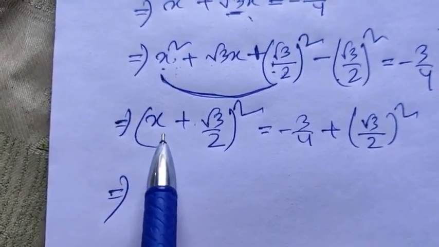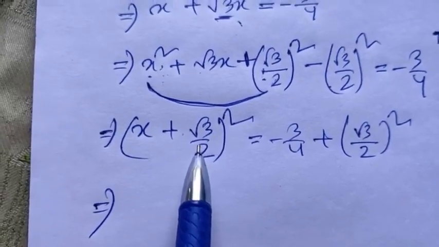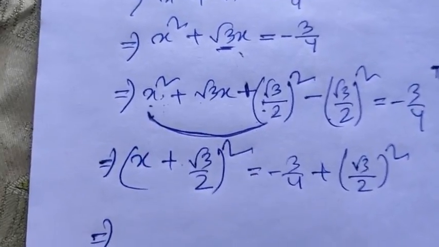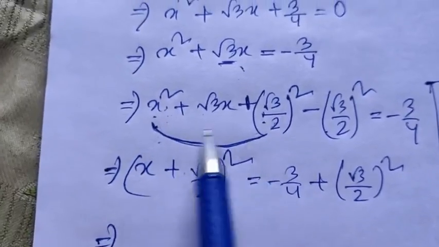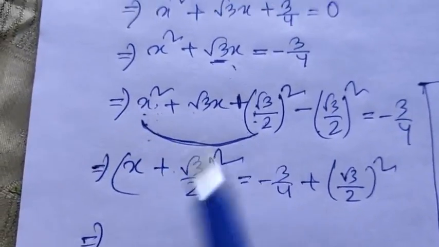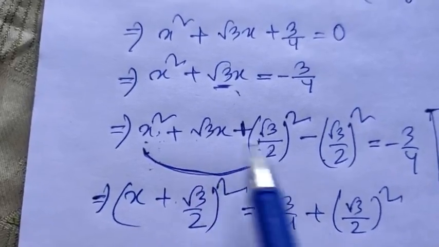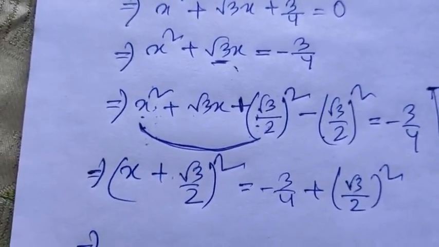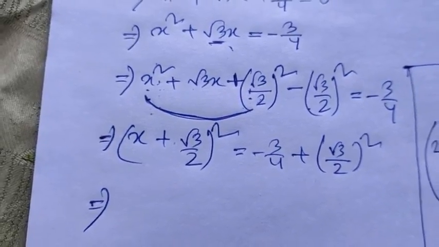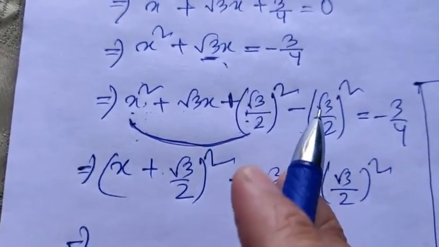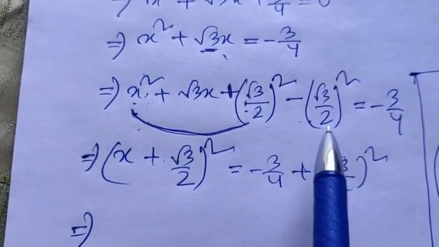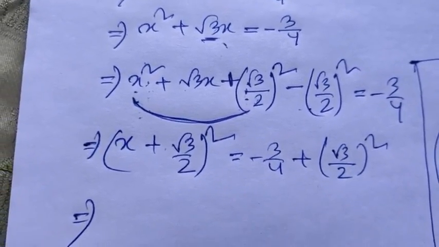Look, the reason why I wrote this x plus root 3 by 2 whole square is because here you have to look at the first three terms. In the completing the square method, the first three terms can be written as a whole square. Then in RHS we already have minus 3 by 4, plus the square term, since we take it to the right side, this will become plus.